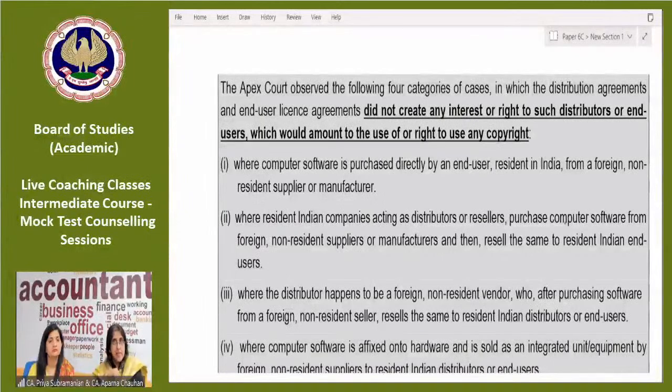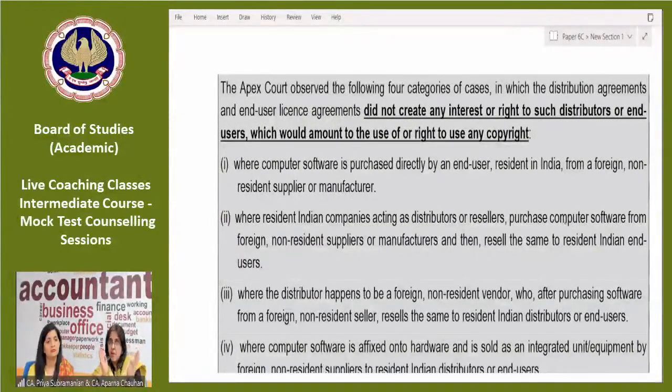Where I'm an Indian distributor purchasing from a foreign supplier, I'm an Indian end user purchasing from a foreign supplier, or I'm a foreign distributor purchasing from a foreign supplier and supplying it to an Indian distributor and end user, or it's an integrated software and it's integrated with the hardware, in that case, it does not amount to royalty. So suppose you are given the provisions of the DTA and then asked to answer the question, it will not amount to a royalty. So this you have to keep in mind while you are answering.